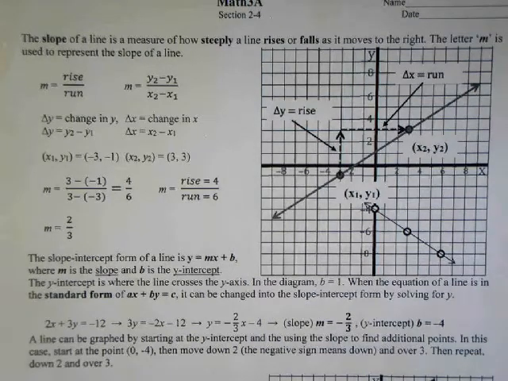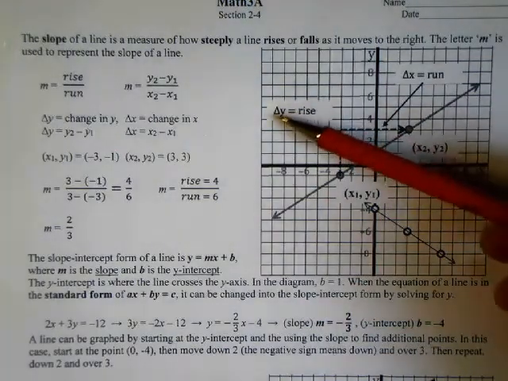Section 4 deals with the slope of straight lines. The slope is basically how steeply the line rises or falls across the page. We use the letter M to represent the slope. The slope is defined as the rise divided by the run. And the rise, of course, is the change in the y values.